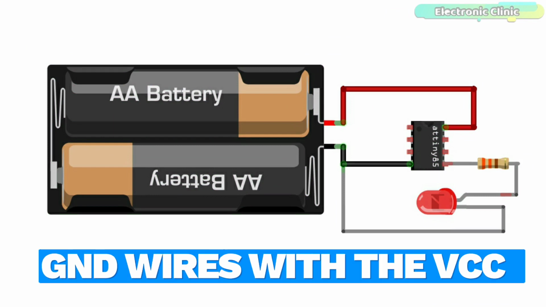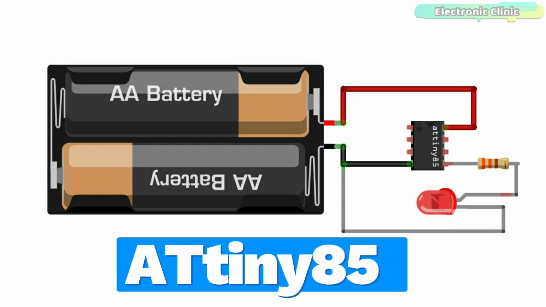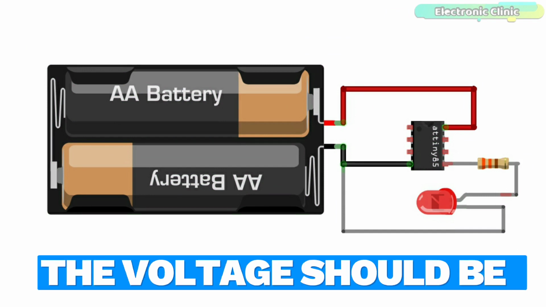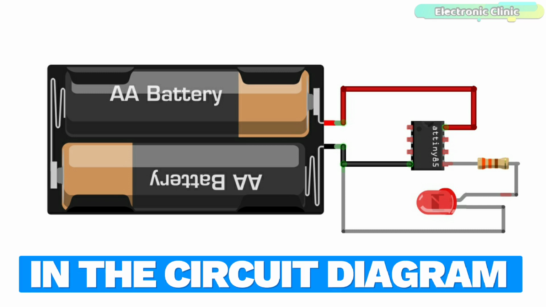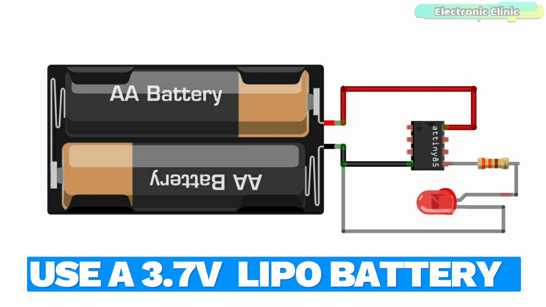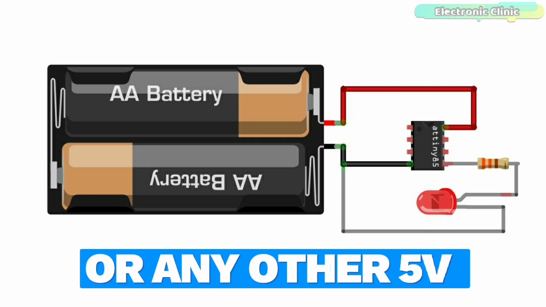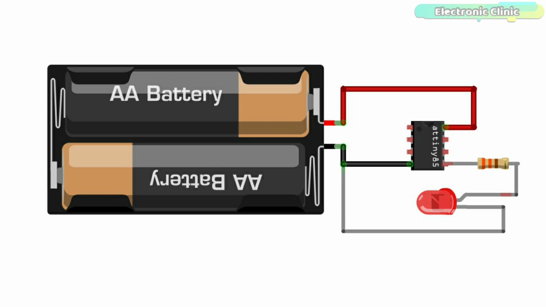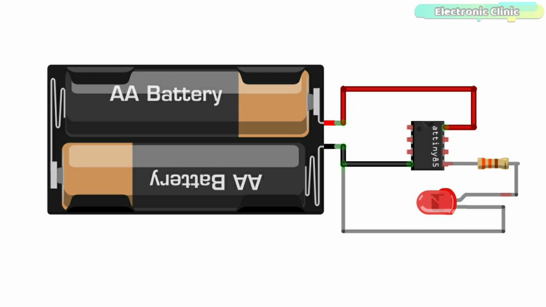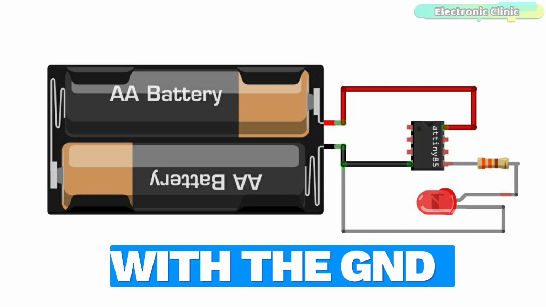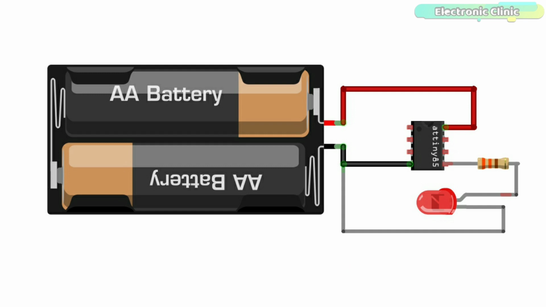Connect your power source voltage and ground wires with the VCC and ground pins of the ATtiny85 microcontroller. The voltage should be from 2.7 volts to 5.5 volts. In the circuit diagram, you can see two batteries, but you can use a 3.7 volt LiPo battery or any other 5 volt regulated power supply. Connect the anode leg of the LED to pin 5, which is the digital pin 0. So in the programming, we will refer to the physical pin 5 as pin 0. Anyway, don't forget to add a current limiting resistor of 330 ohms and connect the cathode leg of the LED with the ground.